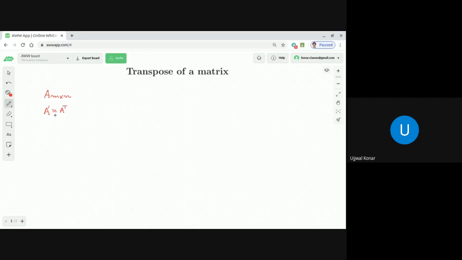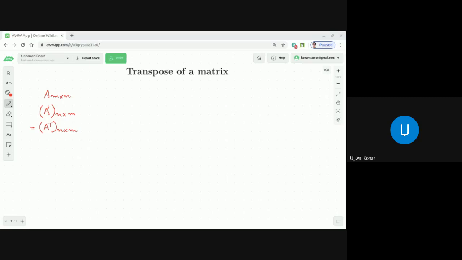So as you see, for A transpose or A prime, I can write its order as n by m. It will have n rows and m columns. That is also the same as A transpose. It has n rows and m columns, when we know that the matrix A has m rows and n columns. Before I define it, let's take an example first.